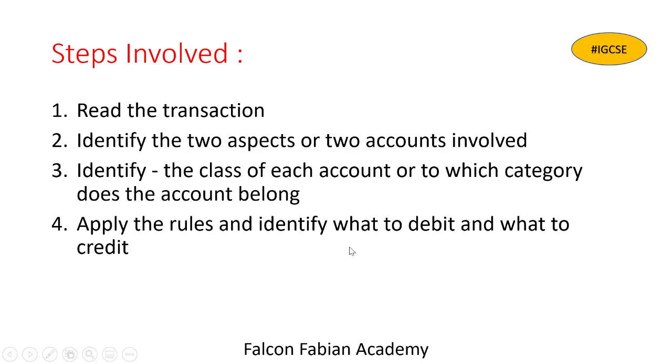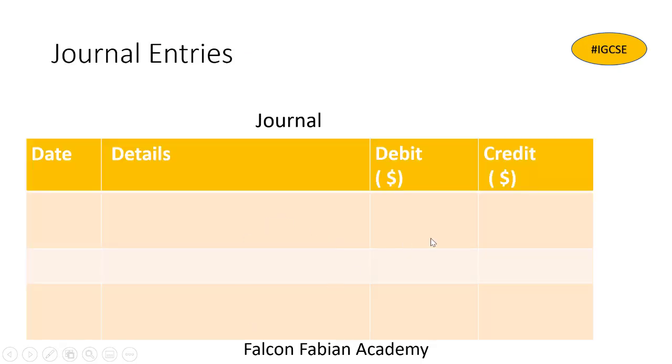And once we have done all of this, the task is simple. We record the entry in the journal. Before we actually go ahead and record the entries, let's have a look at the format of the journal and also understand the structure of a journal entry. So this is what your journal looks like.